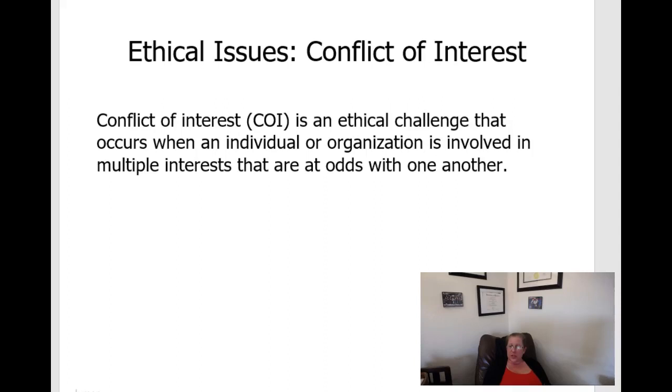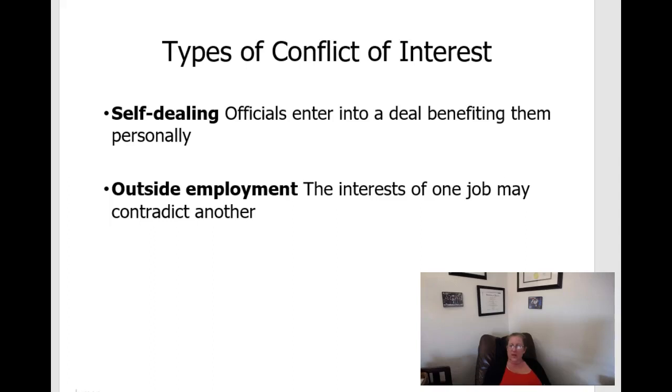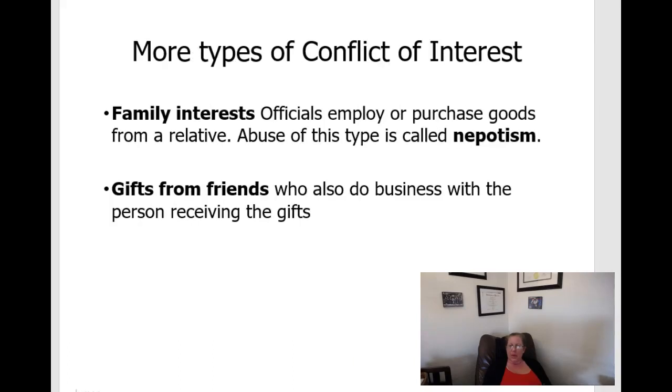There's also conflicts of interest. This is an ethical challenge that occurs when an individual or organization is involved in multiple interests that are at odds with one another. Some types of conflict of interest: self-dealing, when an official would enter into a deal that benefited them personally. Outside employment, where the interest of one job can be a contradiction to another. And family interest, called nepotism, when an official employs or purchases goods from a relative. And then there are gifts from friends who also do business with the person receiving the gifts.